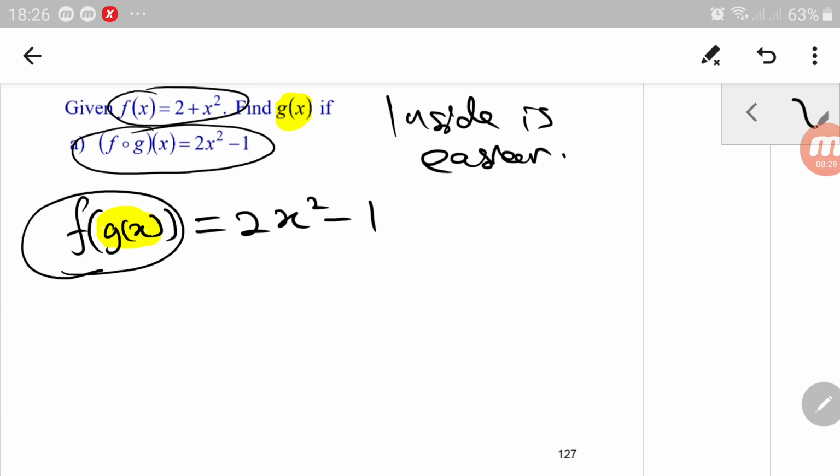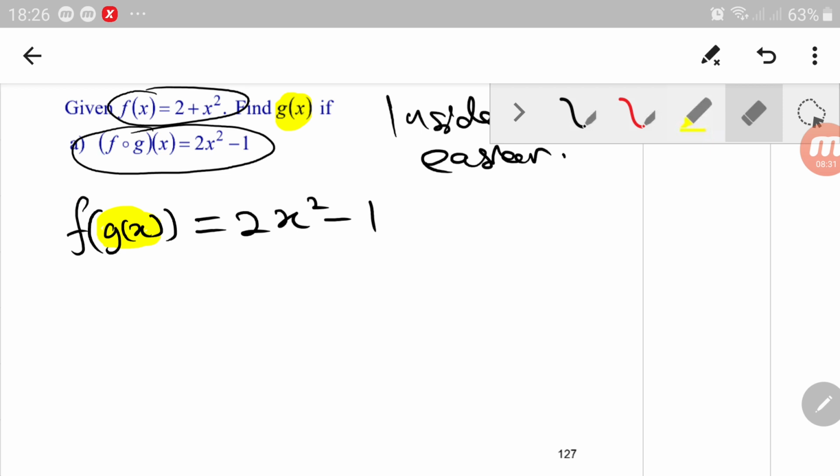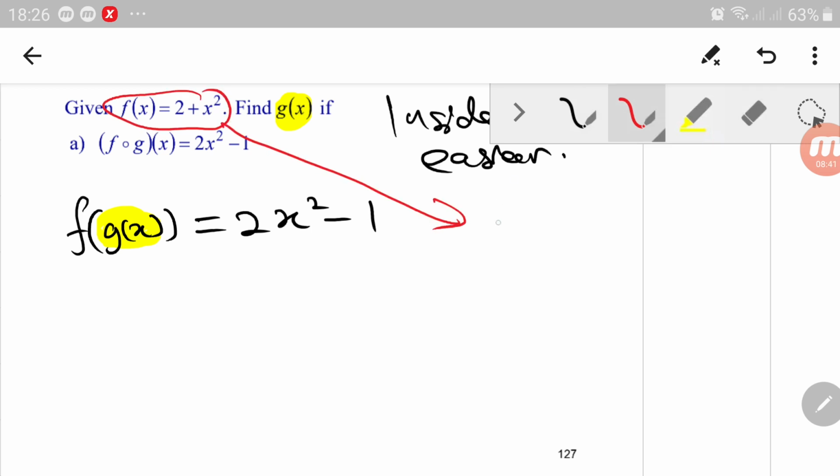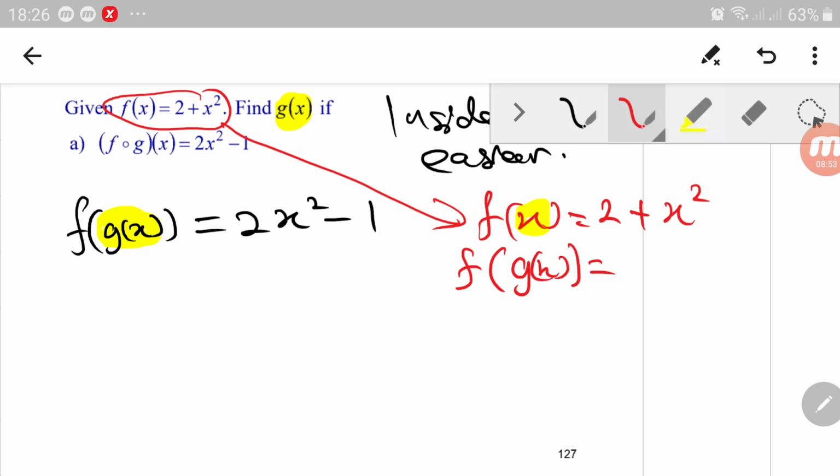Now, how to get this one? How to proceed? Very easy. We look from the fx here. I write it here, maybe in red. You see here. So if it's fx, then it's 2 plus x squared. Now, what happens if I change x to become gx? 2 plus gx squared.